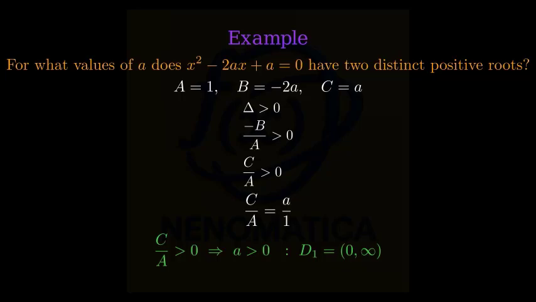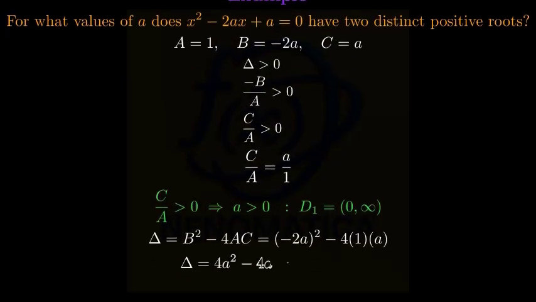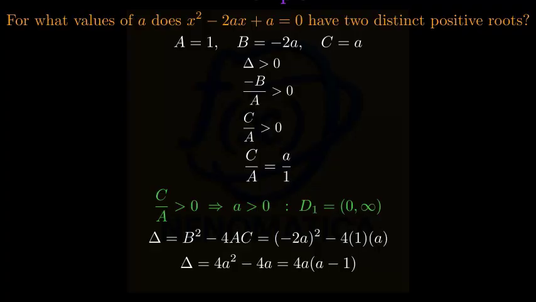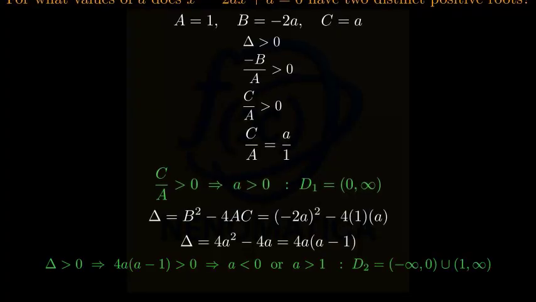Next, the discriminant must be positive. The discriminant is b squared minus 4ac. Here, that is negative 2a quantity squared minus 4 times 1 times a. That simplifies to 4a squared minus 4a, which factors into 4a times (a minus 1). For this to be greater than 0, a is less than 0 or a is greater than 1. We will call this domain D2.